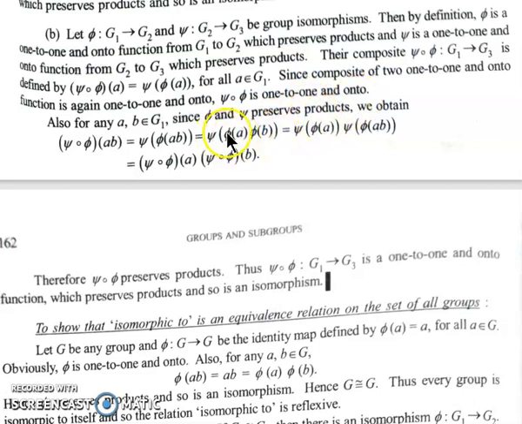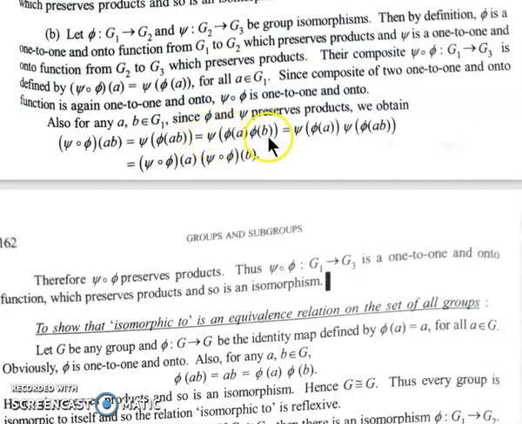Now here phi of A is one element and phi of B is another element. Psi being an isomorphism, we can write this as psi of phi of A into psi of phi of B. As psi is an isomorphism, psi of xy is equal to psi of x into psi of y. So here instead of x you have phi of A, and instead of y you have phi of B.